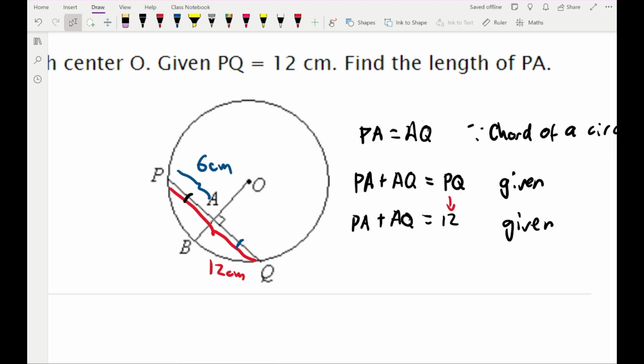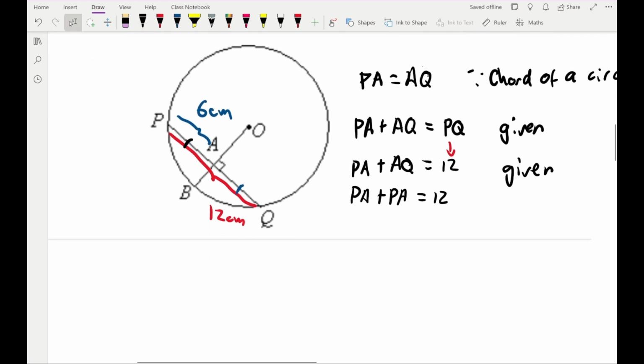And then we're going to do PA plus PA equals 12. So basically replacing AQ with PA because I know that it's supposed to be the same length. So PA is 6. 6 plus 6 would give me 12. This is in centimeters as well. So that's how you'd step it out formally.